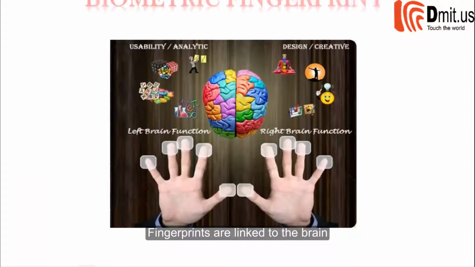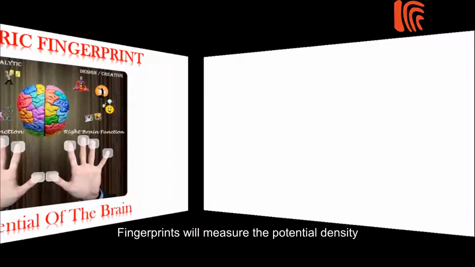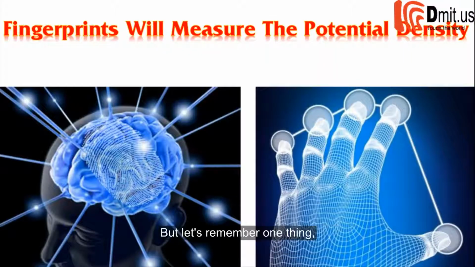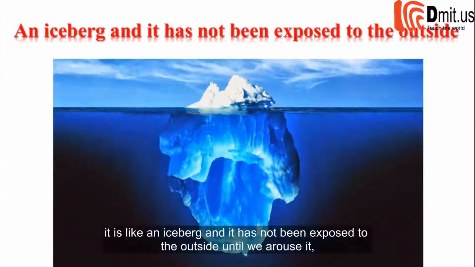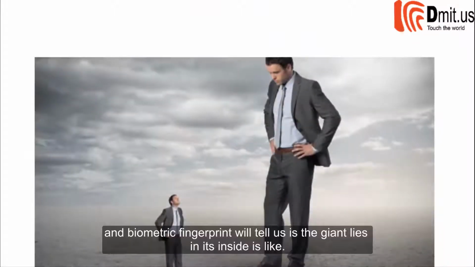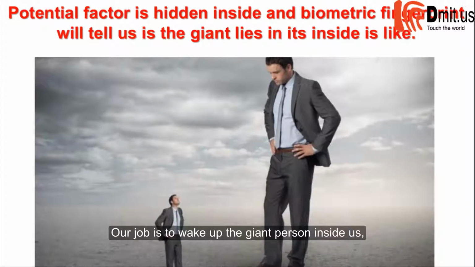Summary: fingerprints are linked to the brain, and through fingerprints we learn about the potential of the brain. Fingerprints measure the density of potential in each area of the brain. But let's remember one thing, potential may be hidden or exposed. Potential is hidden like an iceberg, and it is not exposed to the outside until we practice and develop it, and then it will reveal itself. What people recognize in us is the energy we reveal to the outside. The potential factor is hidden inside, and biometric fingerprints will tell us what kind of giant lies inside. Our job is to wake up the giant inside us, so that we can have a fuller, happier life.